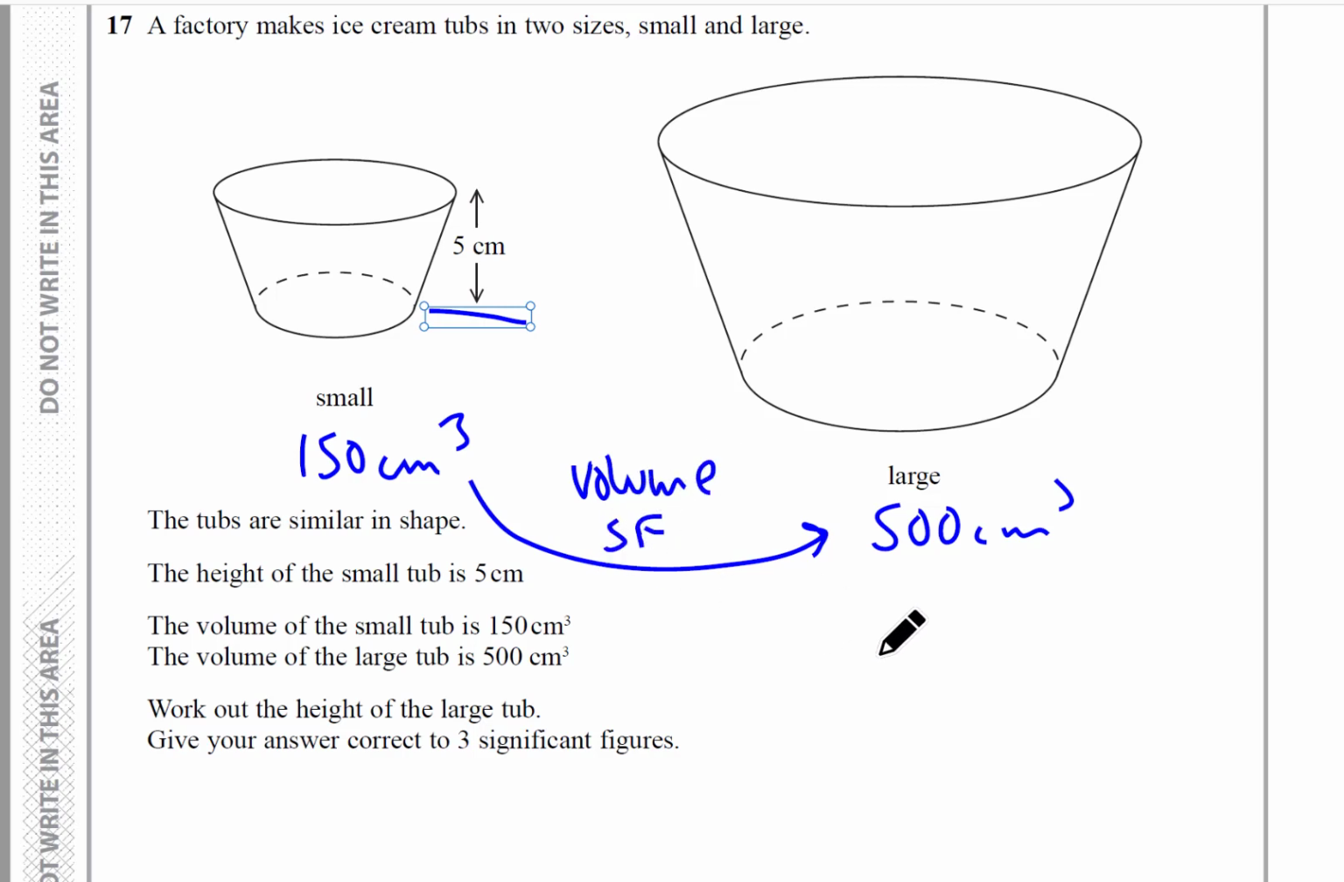So what we get is 500 divided by 150. Now let's divide that all by 50, so that's 10 over 3. Now that's the volume scale factor.